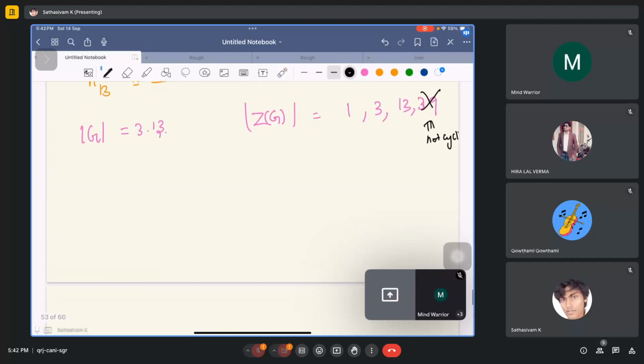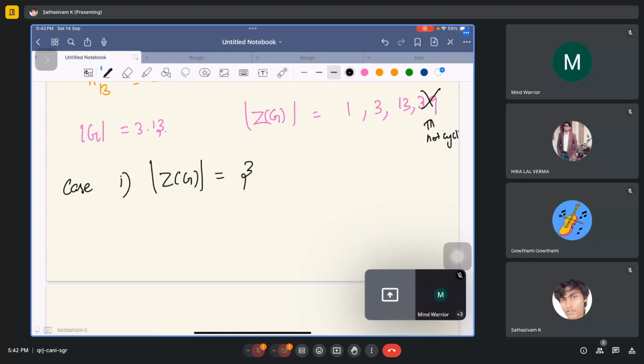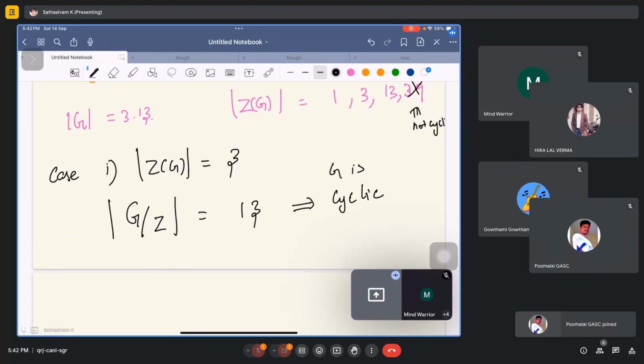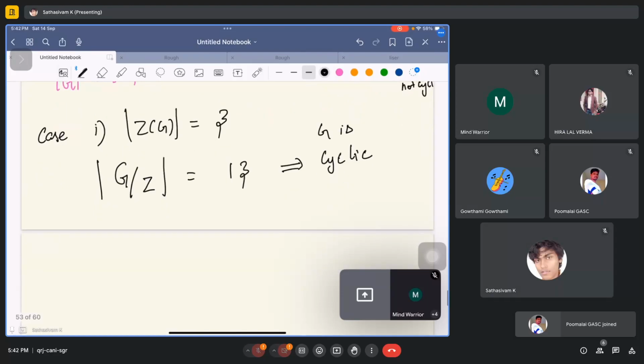Let's see which of the following is a possibility. Let's do the cases. Let's say the size of the center is 3. Then what happens if you look at G by center? The size of G by center will be 13, right? And this is cyclic, so this implies G is cyclic. Because any group of prime order is cyclic. So G by Z is cyclic, and that implies G is abelian.